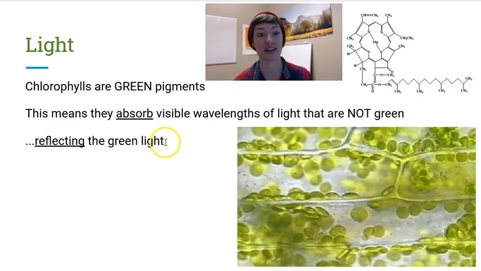So they are reflecting the green light. That means that energy is not being used by those molecules. We've talked about this a little bit as we talked about different pigments in evolutionary groups.